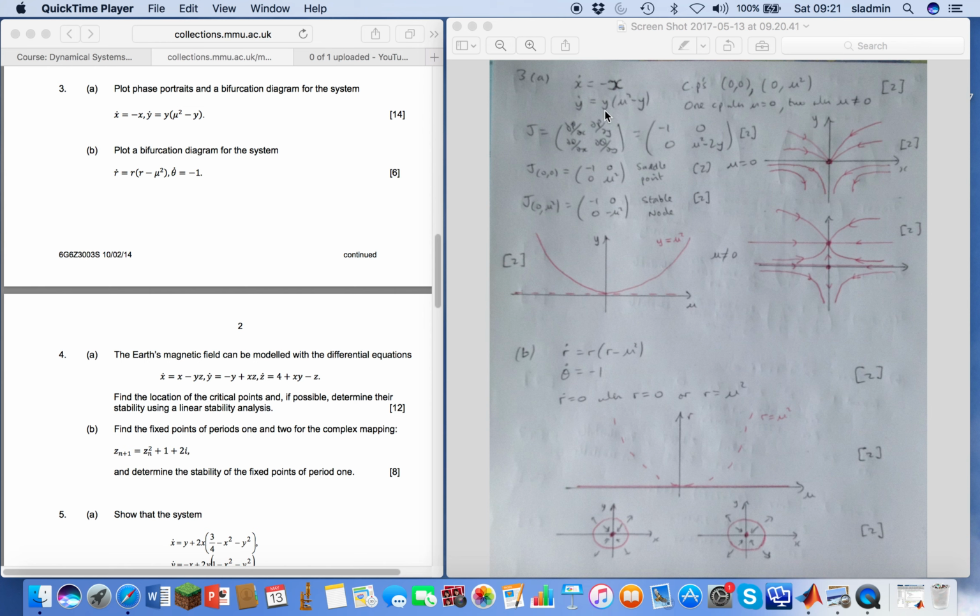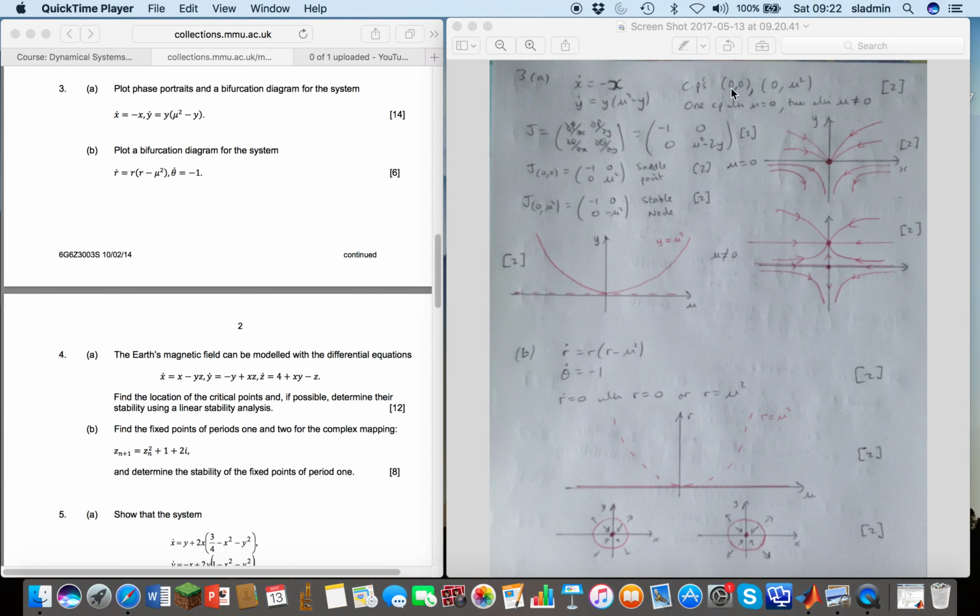To find the critical points, we solve x dot is 0, y dot is 0. x dot is 0 when x is 0, and y dot is 0 when y is 0, or when y is mu squared. So we have 2 possible critical points. Notice though that when mu is 0, we only have 1 critical point at the origin.